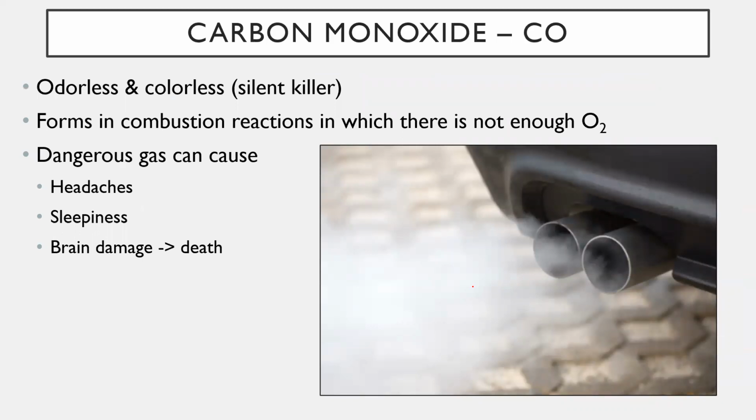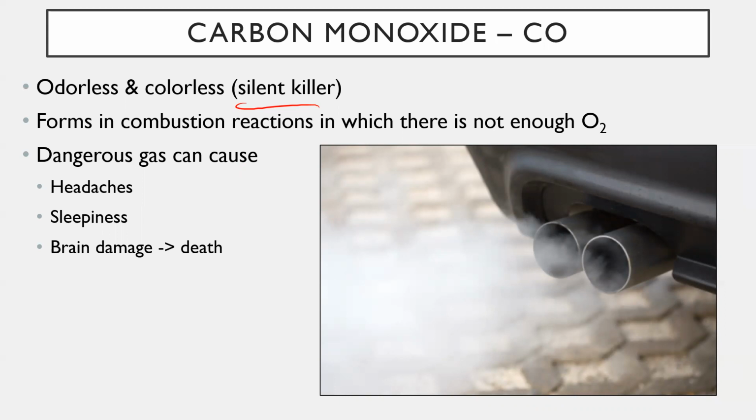All right, next pollutant, this is one I'm sure you're all familiar with, carbon monoxide, or in other words, just CO. Carbon monoxide is infamous for being the odorless and colorless gas that is known as a silent killer, right? So in other words, carbon monoxide is very hard to detect because it doesn't have a smell and it doesn't have a color, right? Now, how it forms is through incomplete combustion reactions.